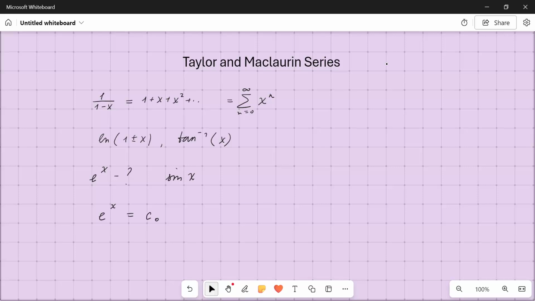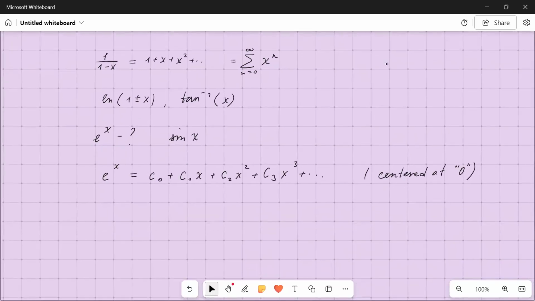We know that the series is going to look like a general power series: c0 plus c1 x plus c2 x squared plus c3 x cubed. And this is just a general power series centered at 0. Right? Now, if we have a goal to find these coefficients, we don't know them because that's just a general power series, right? How can we do it?